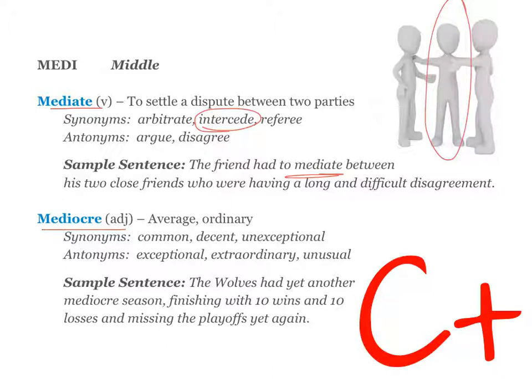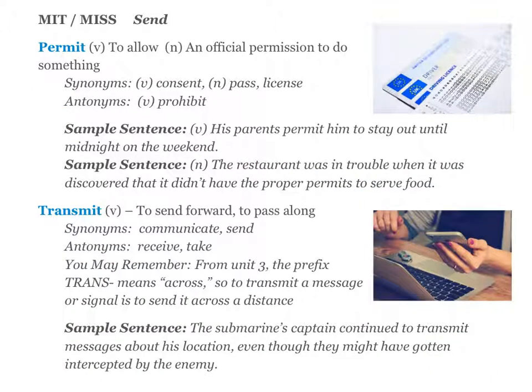Your sample sentence says, "The Wolves had yet another mediocre season, finishing with 10 wins and 10 losses and missing the playoffs yet again," right? So you're 500, you've won 10, you've lost 10. It's not the worst, it's not the best, it's just mediocre. Your last root is mit or miss, which means send, and your first word is permit. As a verb, it means to allow, and as a noun, it means an official permission to do something.